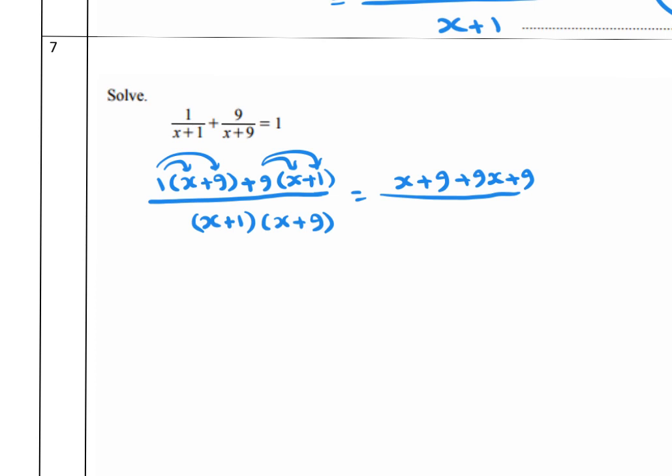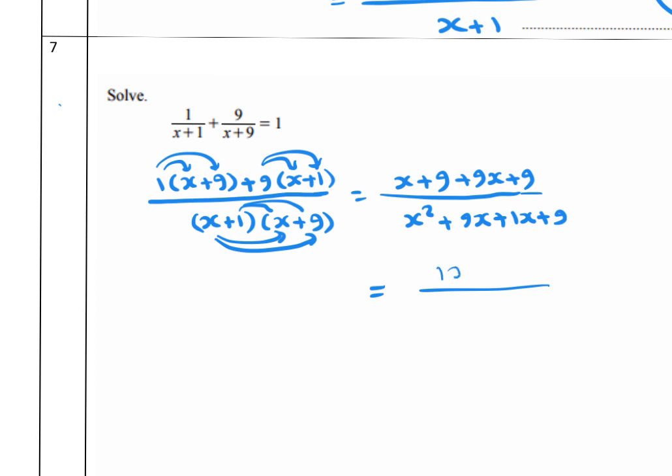We can multiply the denominator in this case because we need to solve the equation. So x times x, x squared, x times 9, 9x. 1 times x and 1 times 9, so 1x and 9. So if we simplify the numerator, combine the like terms, so we have 10x plus 18 over x squared plus 10x plus 9.